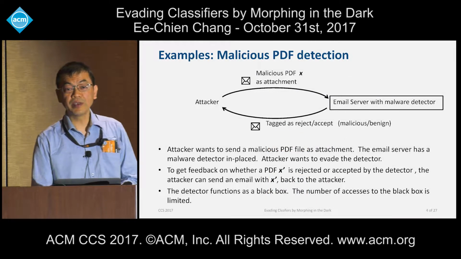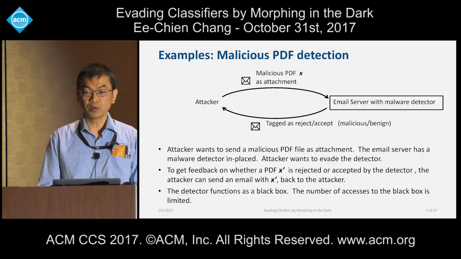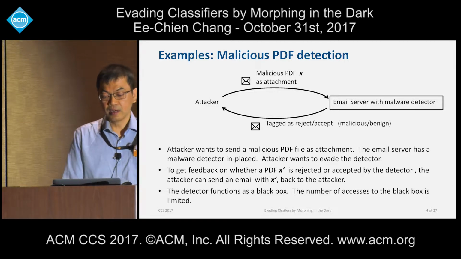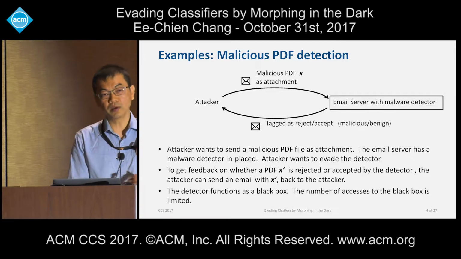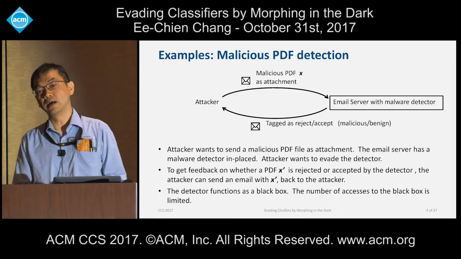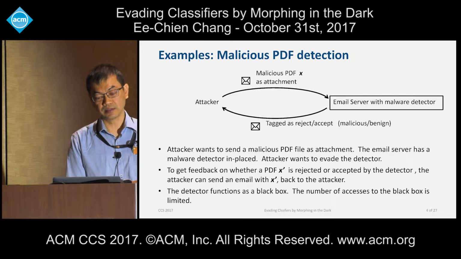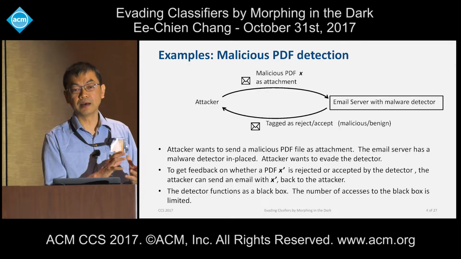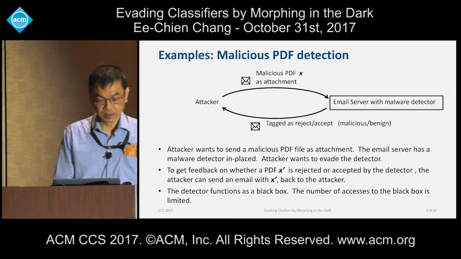So let's look at a motivating example. The attacker wants to send a malicious PDF file as an attachment to the victims. However, the email server has a malware detector in place and will block these emails. So the attacker wants to evade the detector, that is, to find another malicious PDF that is accepted by this particular malware detector.